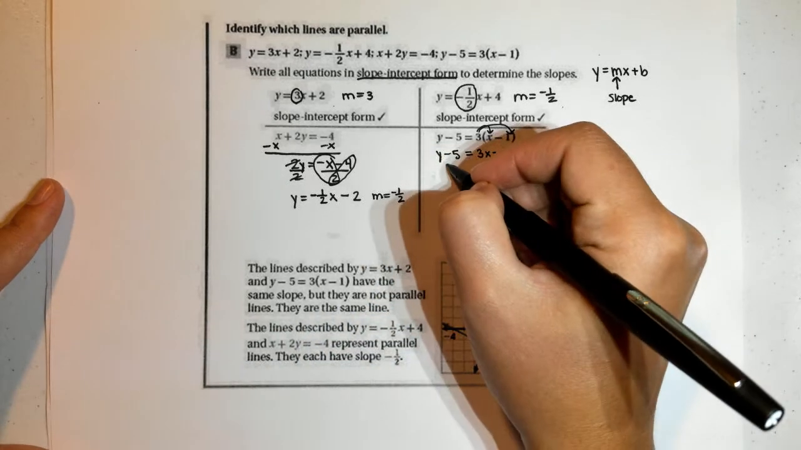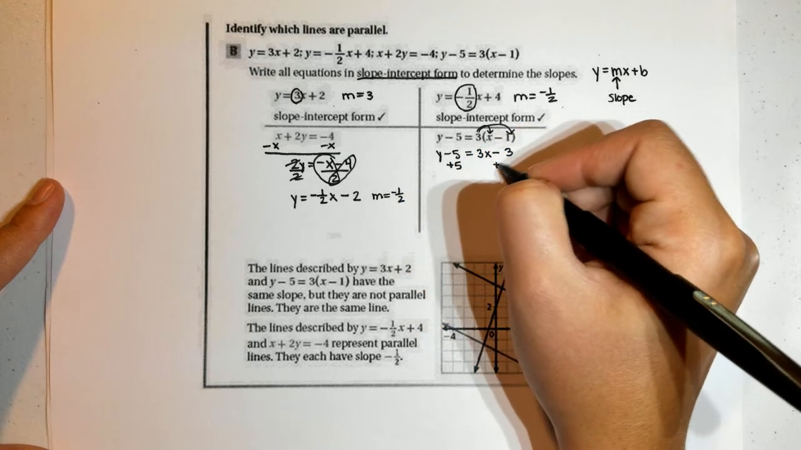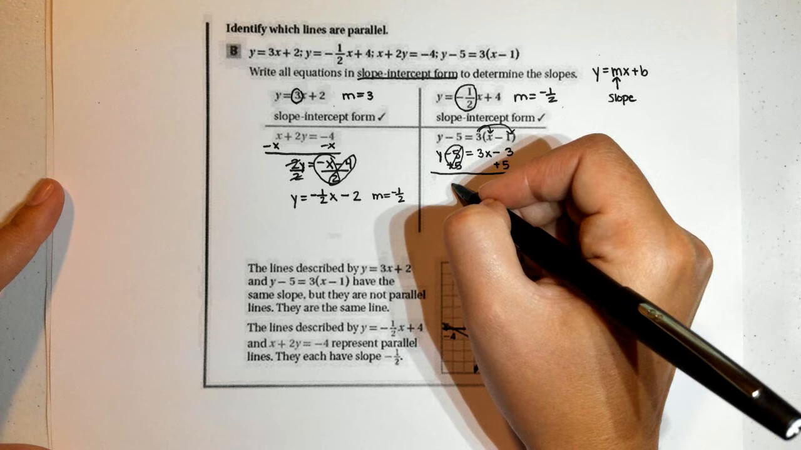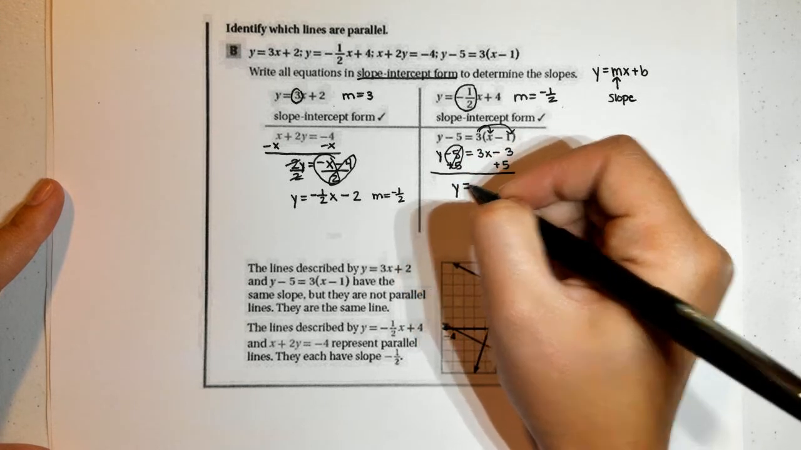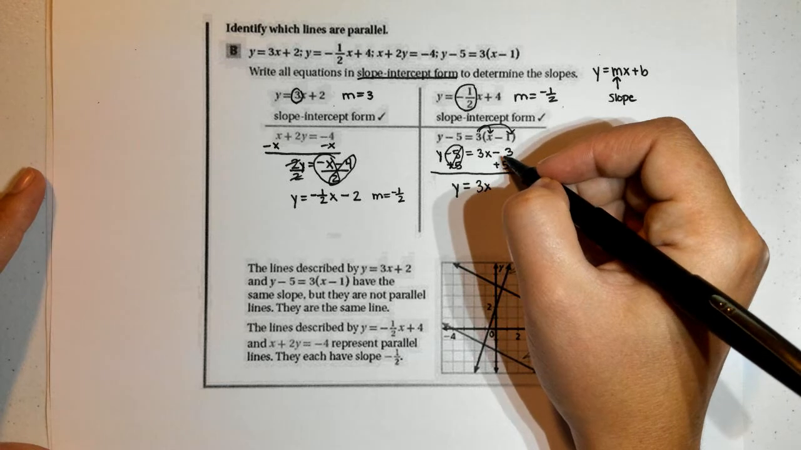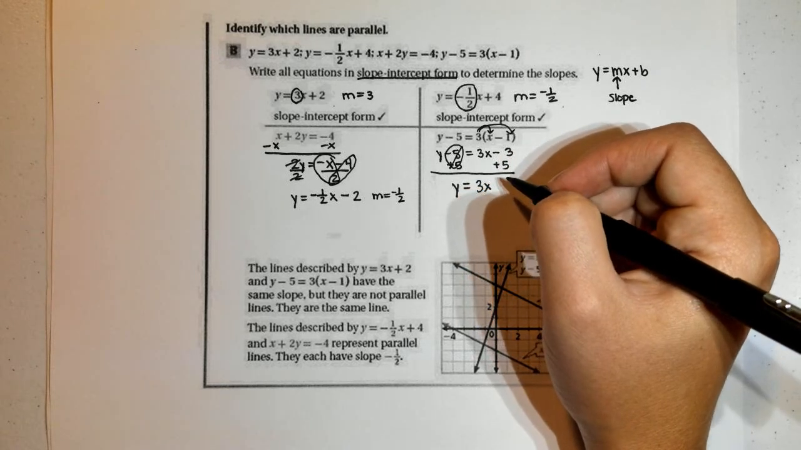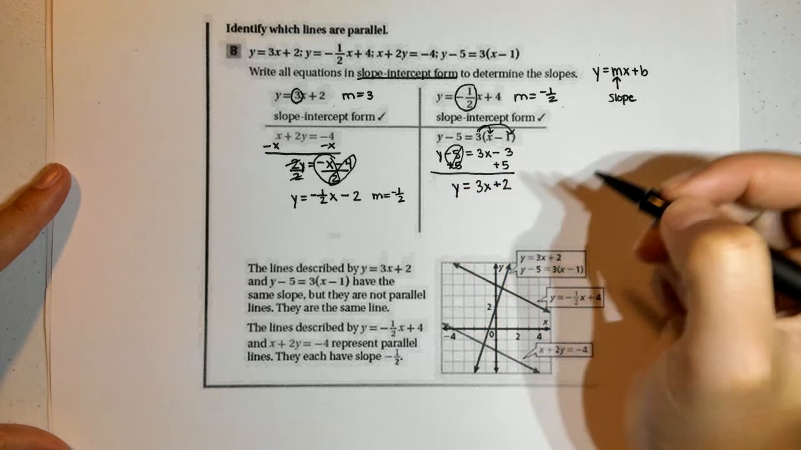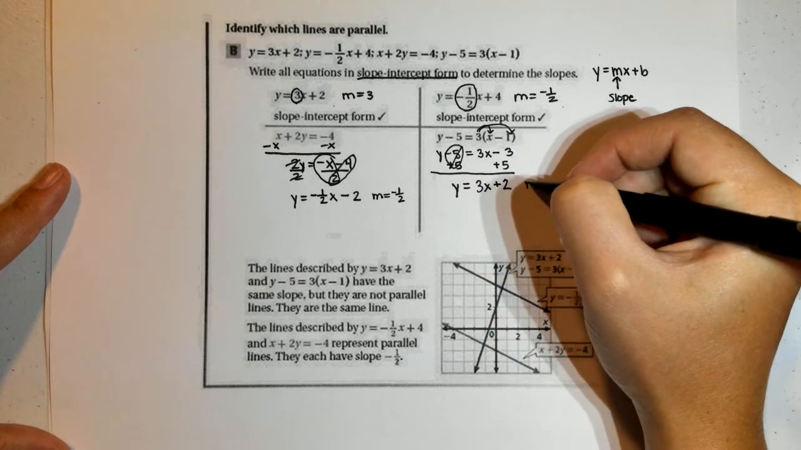And then to get y by itself, I'm going to add 5 to both sides. Minus 5 plus 5 gives me 0, so I'm left with y. Bring down my equal sign, and then I have 3x minus 3, or negative 3 plus 5 gives me a positive 2. So I'll have 3x plus 2. So here my slope is 3.